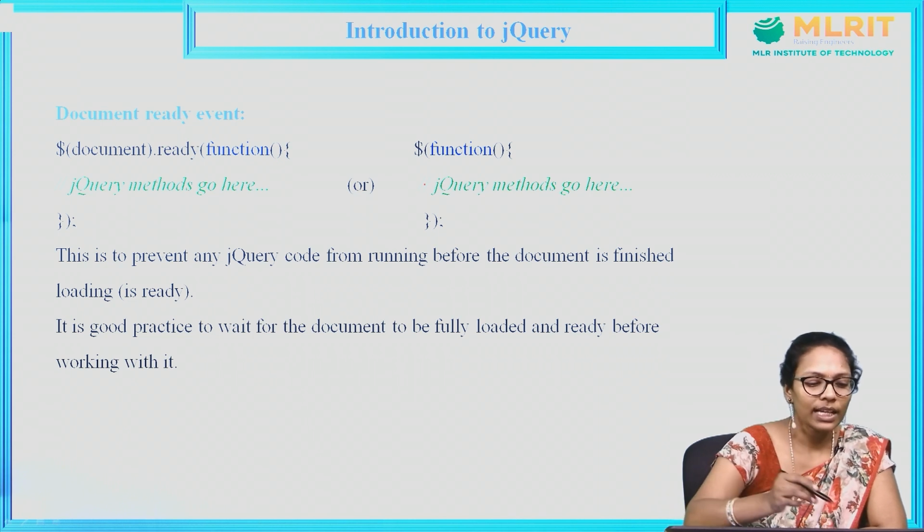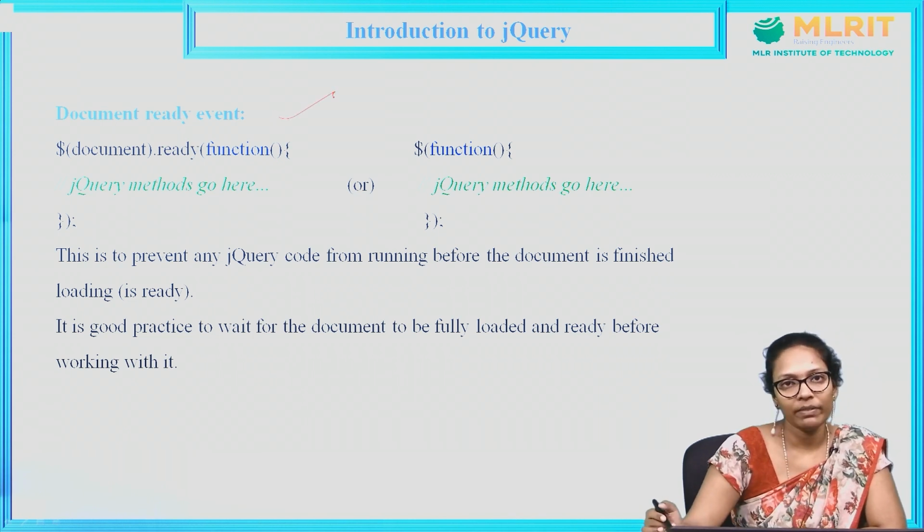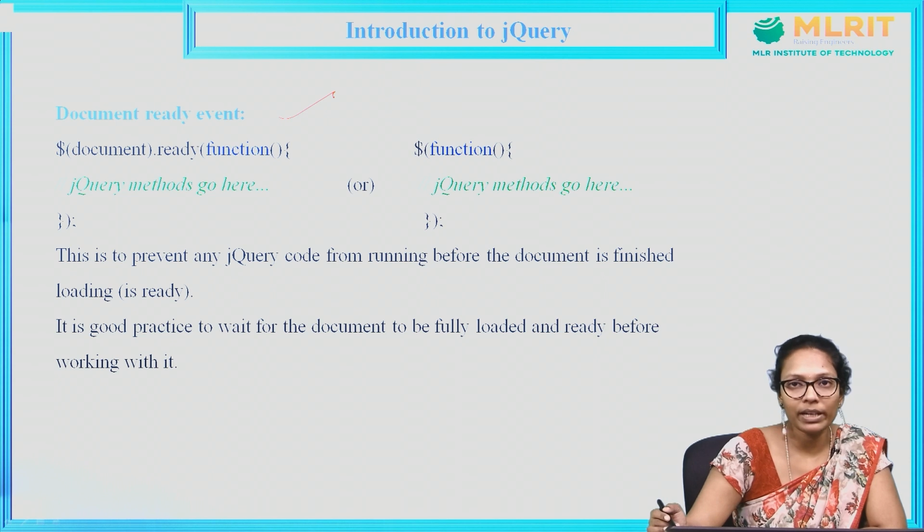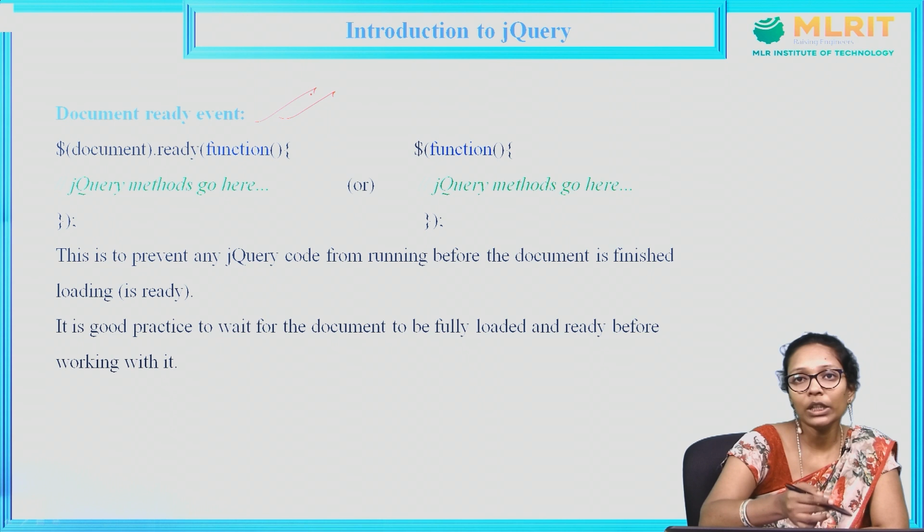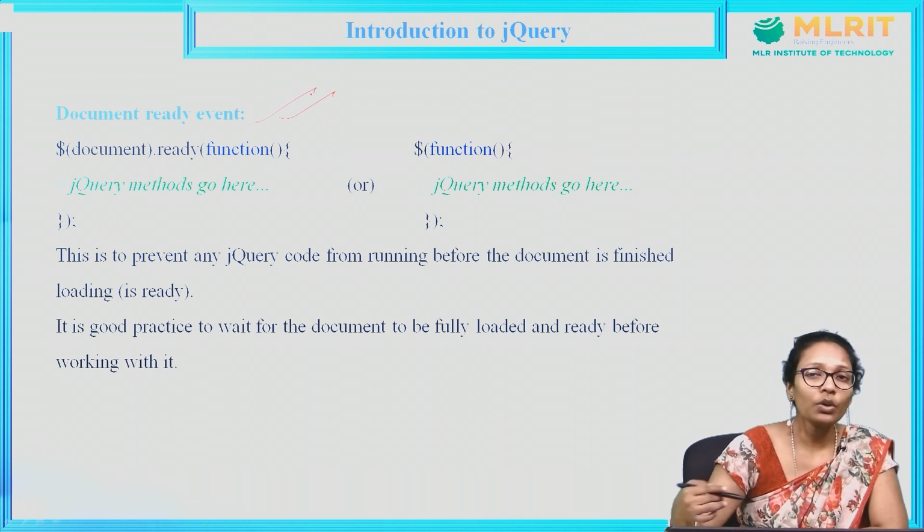So that is nothing but the document ready event. That can be indicated using the document ready event. So whenever the document is ready, what is the document here? Document is nothing but the HTML document. So whenever your HTML document is ready, in that case, you can do all these actions, right? So how to indicate that?